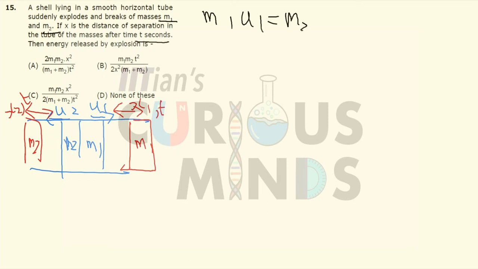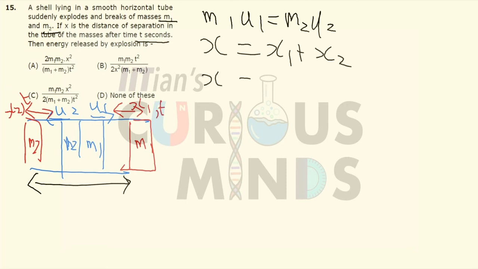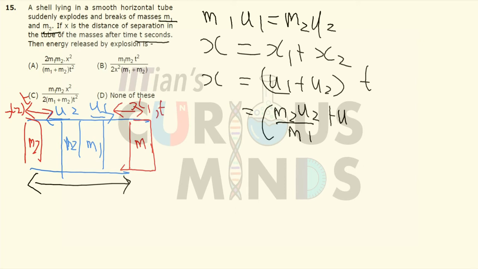I will use this later. Now the total distance traveled between these two parts will be x, equal to x1 plus x2. Now x can be written as u1 plus u2 into t. Now u1 can be written as m2 u2 divided by m1, so u2 divided by m1 plus u2, into t, is equal to x.